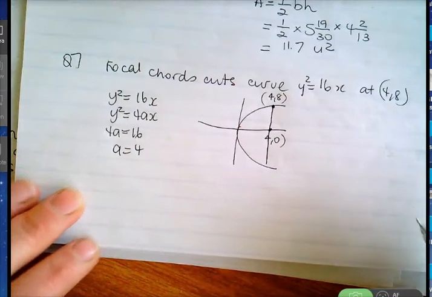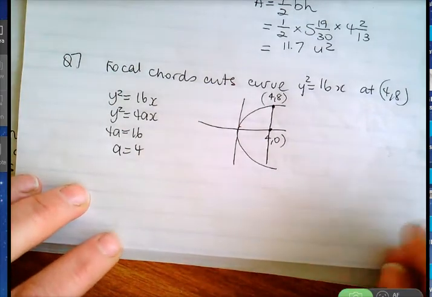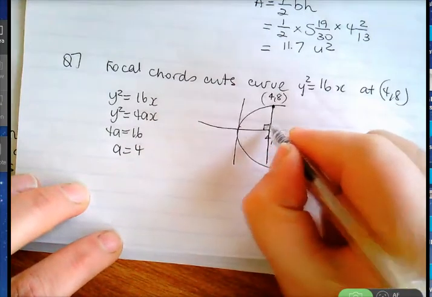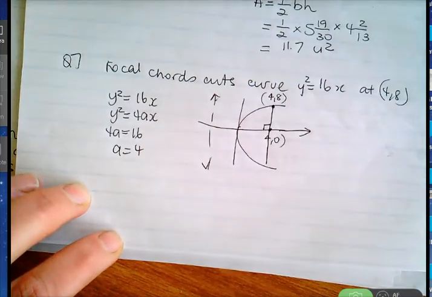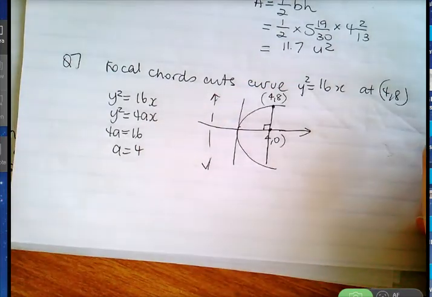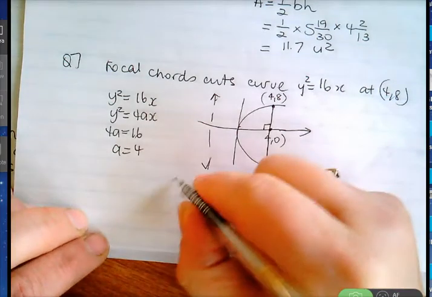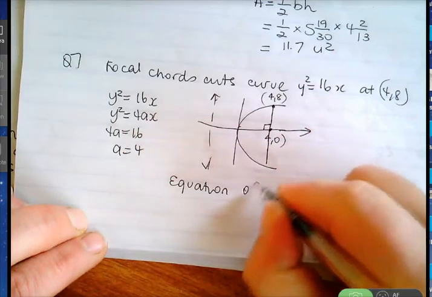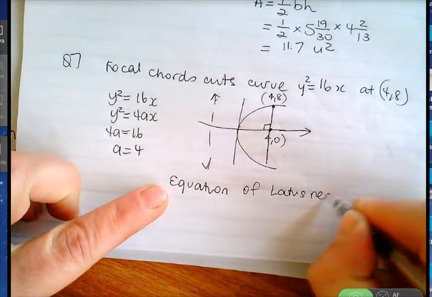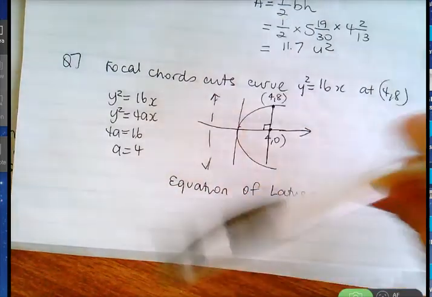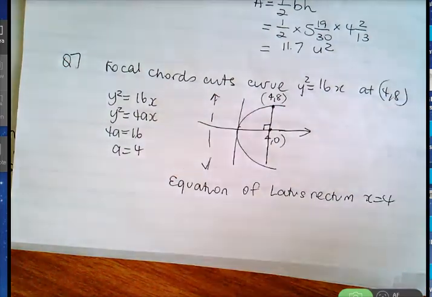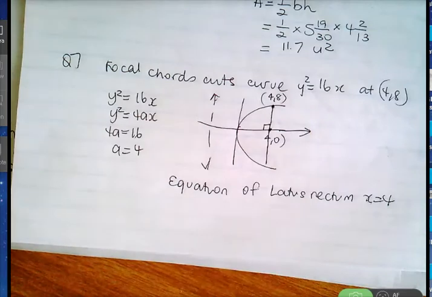Yes, so therefore it's a focal chord, but it's also the latus rectum because it's perpendicular to the axis of the parabola, or it's parallel to the directrix. Okay? So to find the equation of that, it's just x equals 4. So basically it's the latus rectum, x equals 4. Because the latus rectum is perpendicular to the axis of the parabola, or you would know that it's parallel to the directrix. Okay? All right, I'm going to start a new video for exercise 11.6 examples.